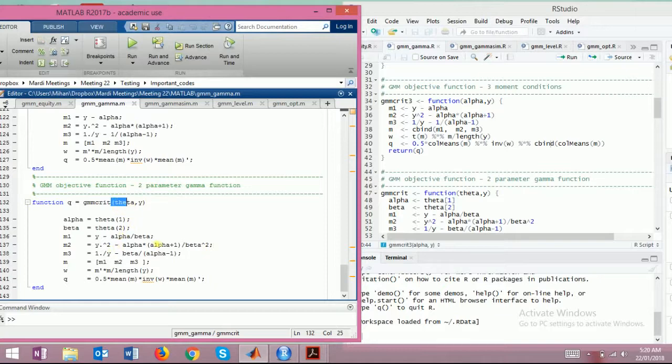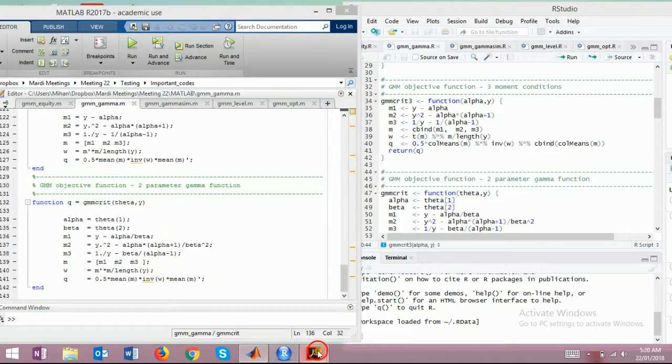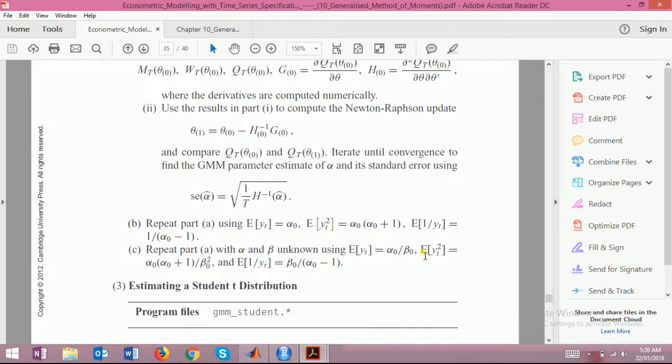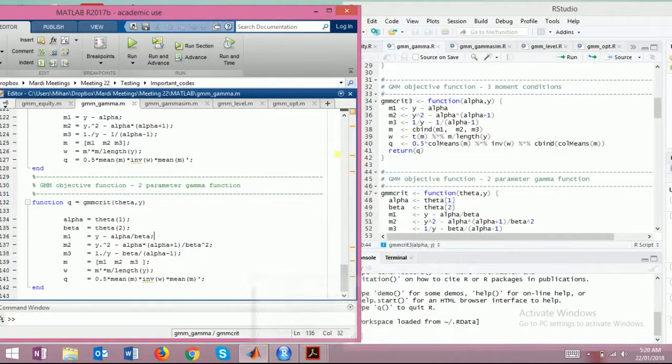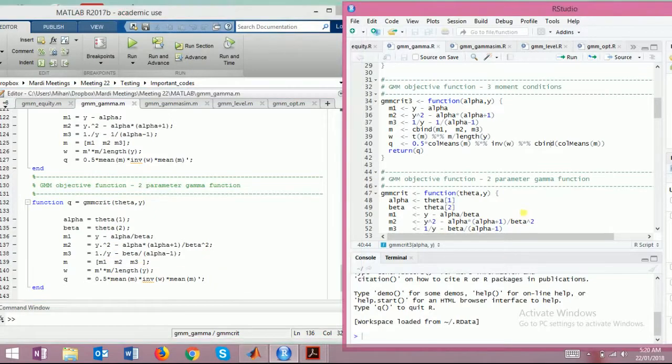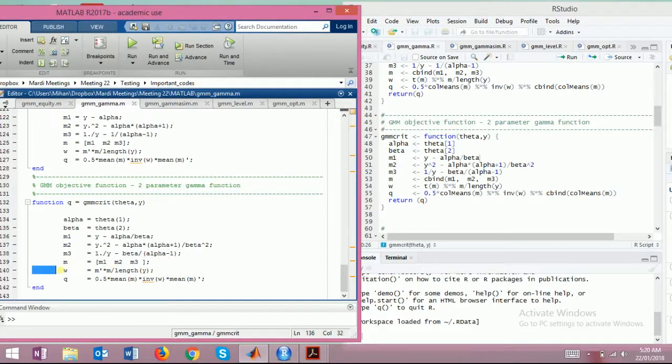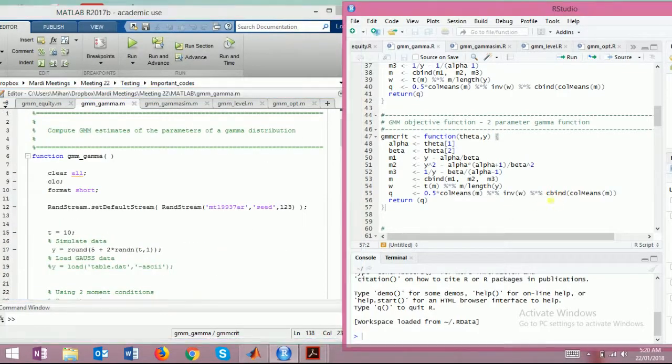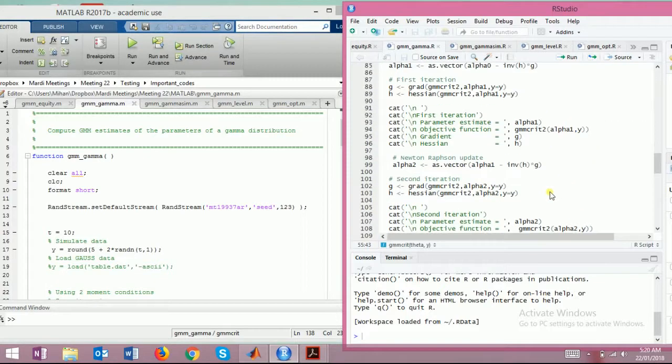So we input theta, and y minus alpha by beta, y square minus alpha naught plus 1 by beta square, 1 by t minus beta naught, 1 by y minus beta divided by alpha minus 1. All of this comes from this equation. Then we combine them in columns and just optimize them. So beautiful. Let's see how the program goes.